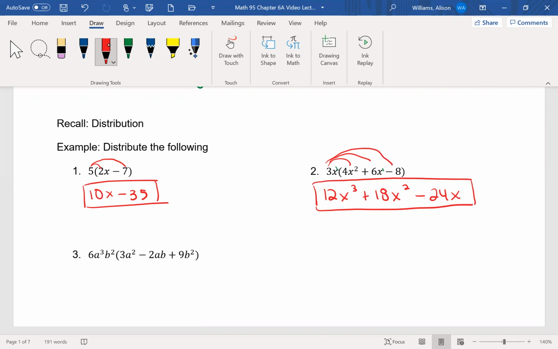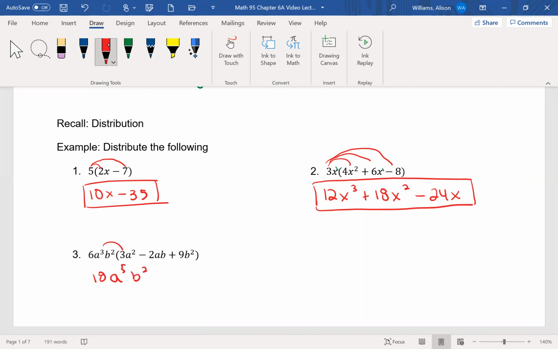Now we have 2 variables. So for this first term, 6 times 3, we'll take care of the numbers, that's 18. All right, now let's look at a. So a cubed times a to the second. We're going to add those 2 exponents together, and that's going to be a to the 5th. And then because there is no b term, it's just going to carry into the answer, so b squared.